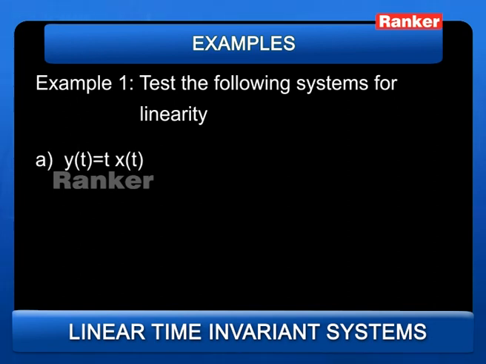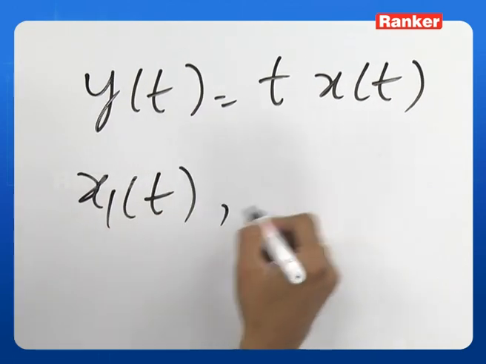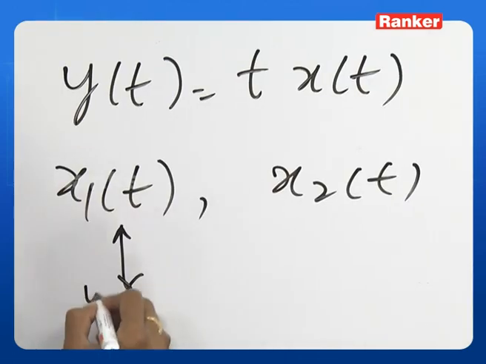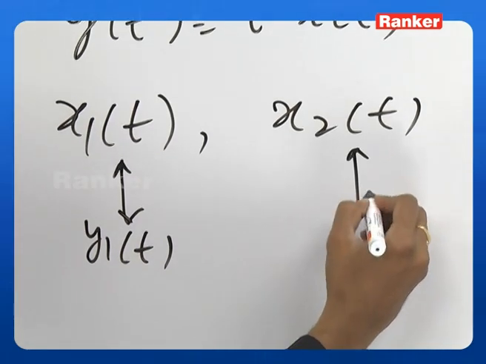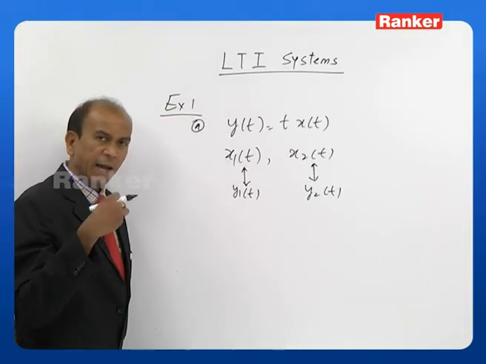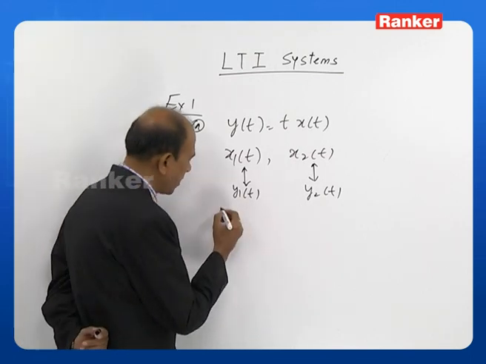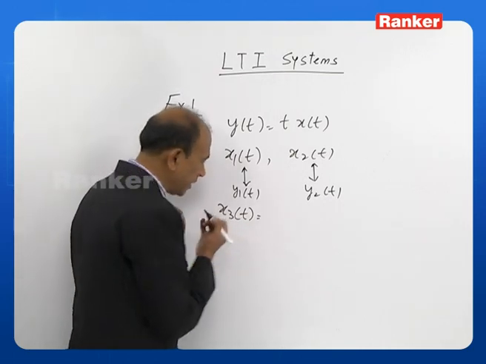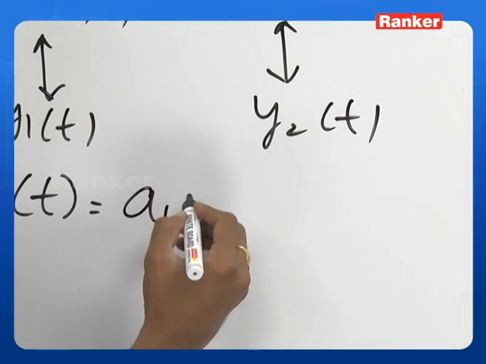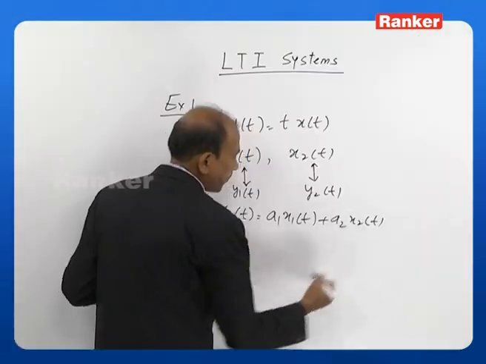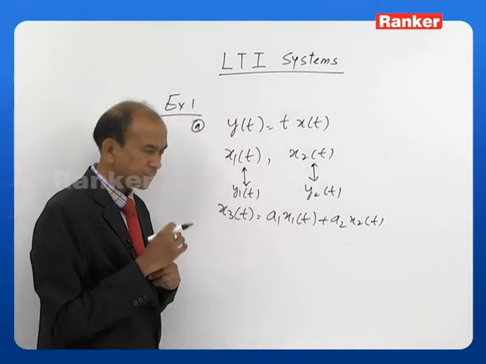y of t is given as t x of t. So, let us take two signals, x1 of t and x2 of t, with the corresponding outputs y1 of t and y2 of t. Then again take another signal x3 of t. We said x3 of t is a weighed function of these two. That means it is a1 x1 of t plus a2 x2 of t. So, this is my input.